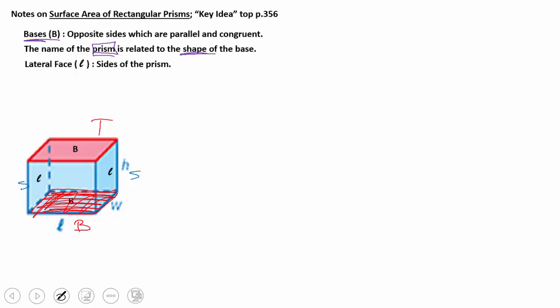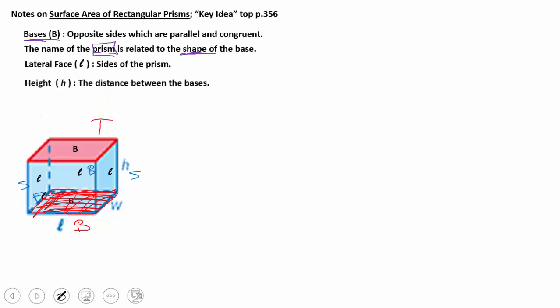And then lastly, we have the front and the back, which are also lateral faces. So we have the front here, and we have the back. We have the top, the bottom, the sides, the front, and the back. We have 6 faces: 2 bases, that's the top and the bottom, and then the 4 lateral faces, the 2 sides, and the front and the back.